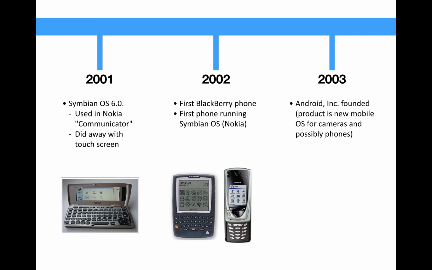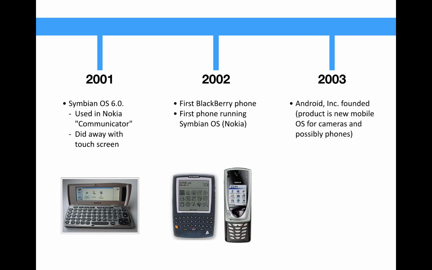It was basically a glorified PDA, but interestingly, unlike some other PDAs, the Communicator did not have a touchscreen. The Symbian OS did not support it, and some people think that this is something that actually handicapped them when touchscreens became popular again with the introduction of the iPhone.